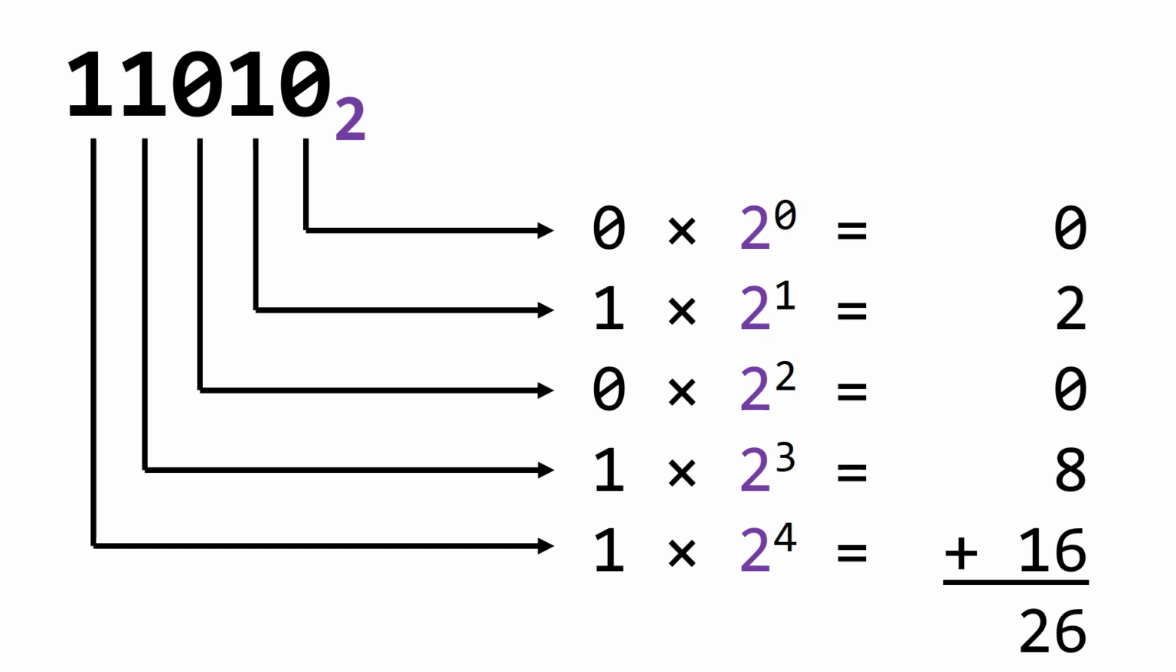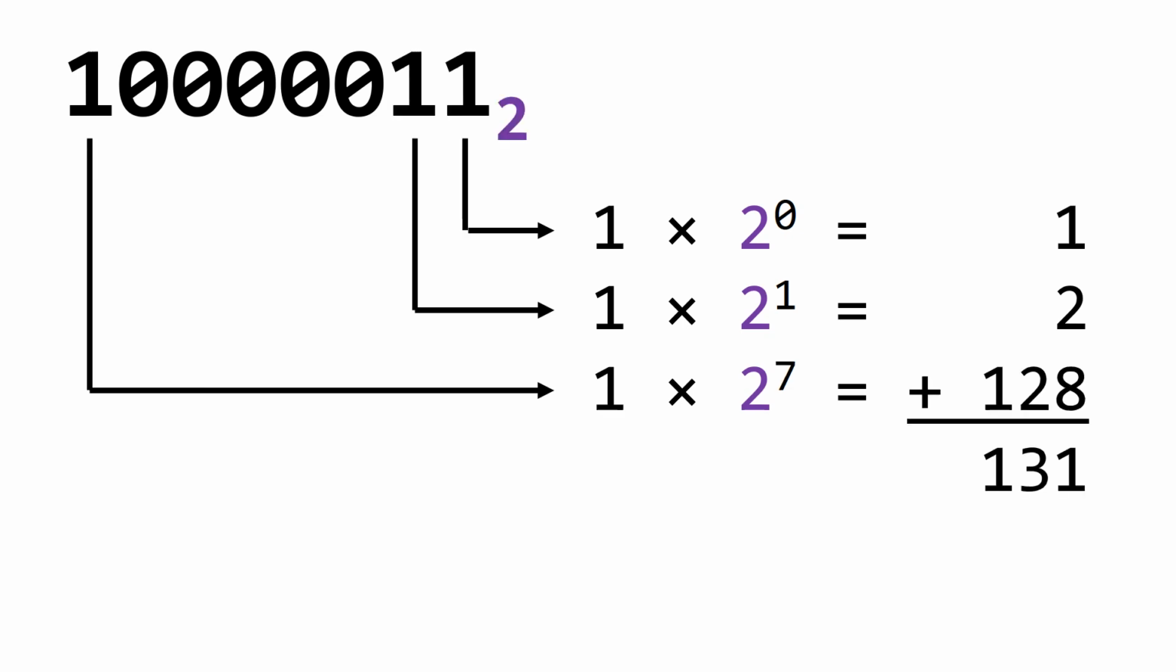Let's do one more example. 10000011 base 2. Taking a shortcut, we can ignore any columns with zeros. This number is 128 plus 2 plus 1, which equals 131 in base 10.